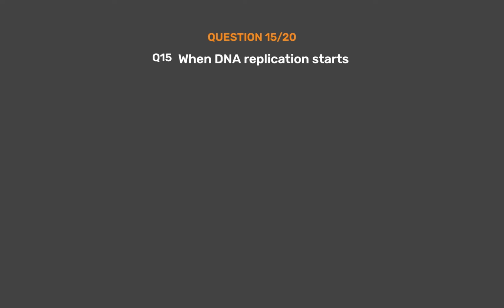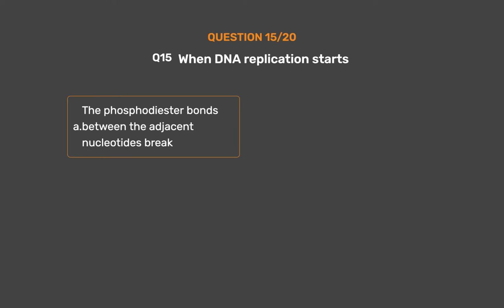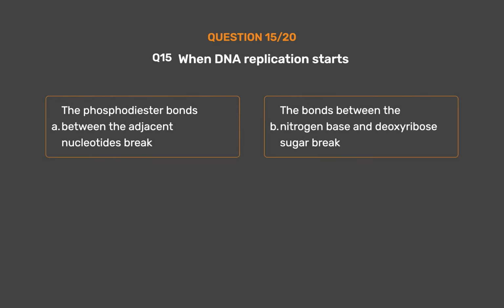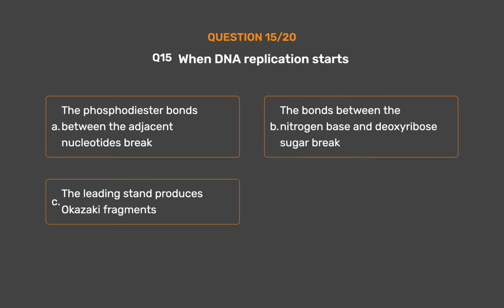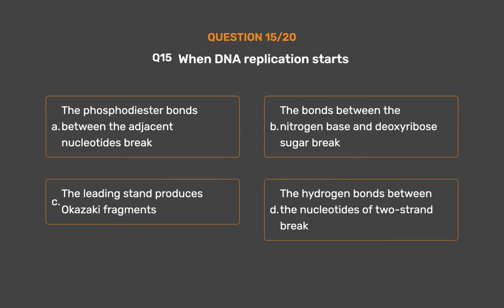Question number 15. When DNA replication starts, option A. The phosphodiester bonds between the adjacent nucleotides break. Option B. The bonds between the nitrogen base and deoxyribose sugar break. Option C. The leading strand produces Okazaki fragments. Option D. The hydrogen bonds between the nucleotides of two strands break. The correct answer is option D. The hydrogen bonds between the nucleotides of two strands break.